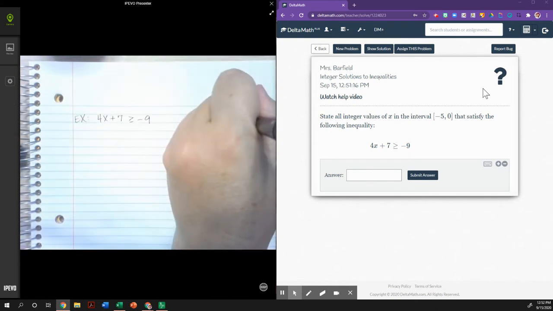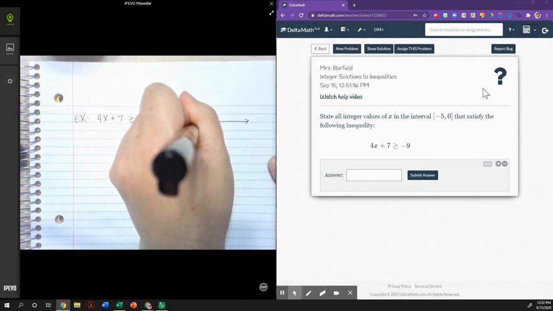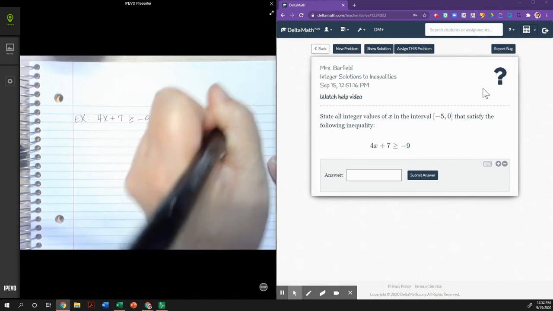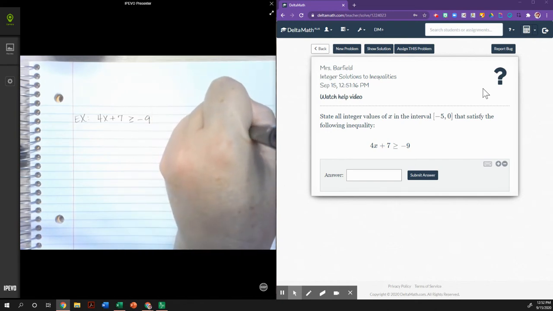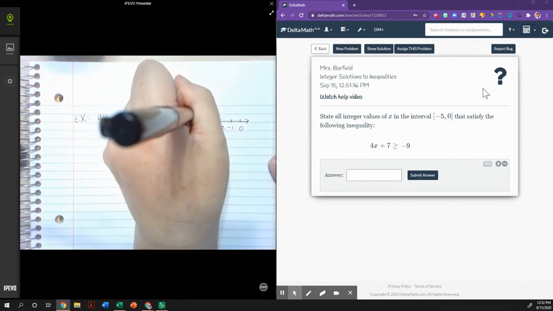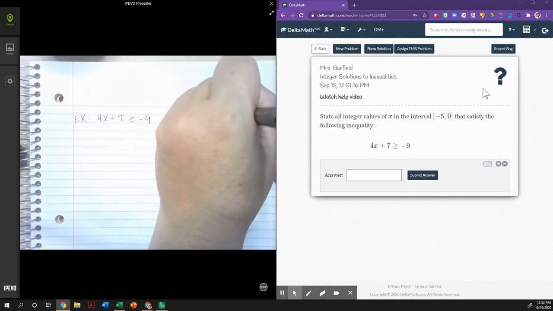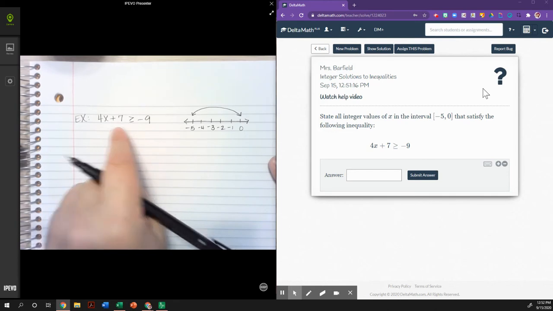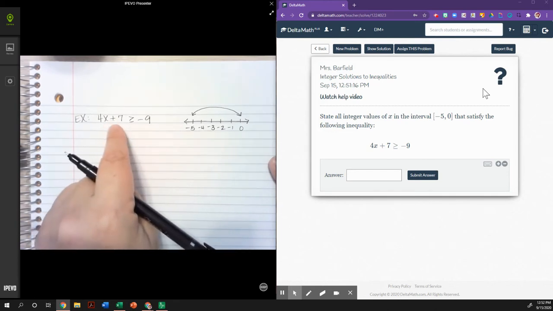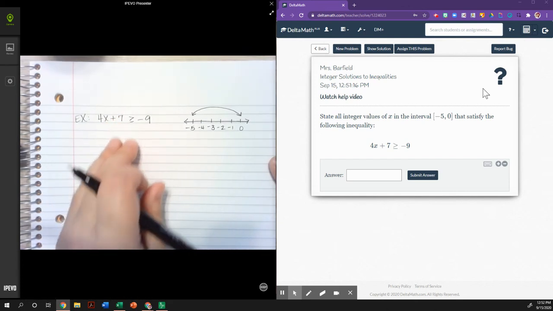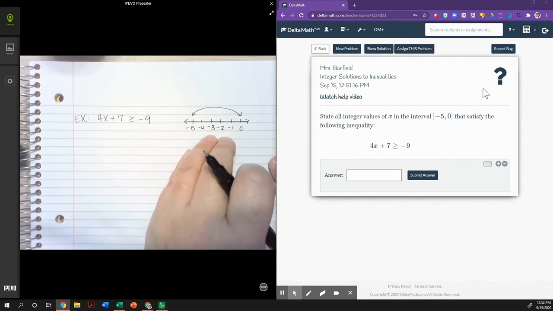So that means if I'm on a number line and I draw -5 here, -4, -3, -2, -1, 0, they're asking which values from here to here work. I could plug them in, but I don't need to plug them in right away. If I solve it, it's going to give me a picture.